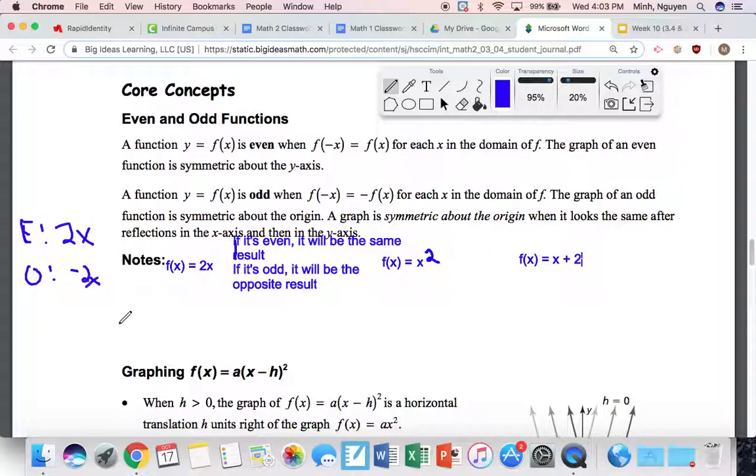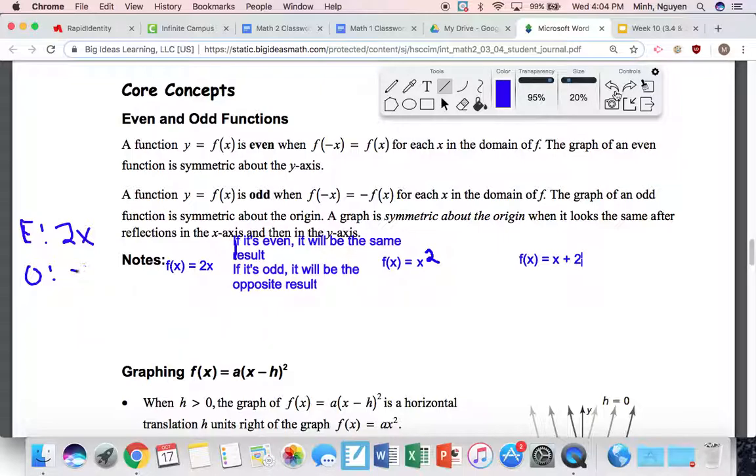So I'm going to go ahead and plug in a negative x. So f of negative x equals 2 times, but instead of x, we're replacing it with negative x. What's 2 times negative x? And the answer is negative 2x. So is this odd or even? The answer is odd. Okay, so that's that part. Now let's erase that and talk about the next one.